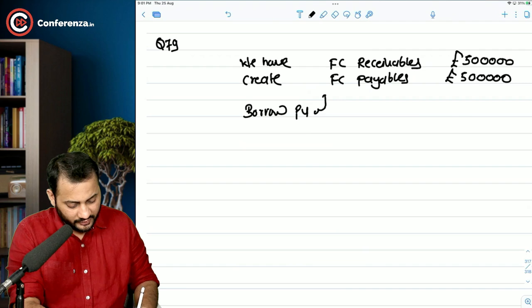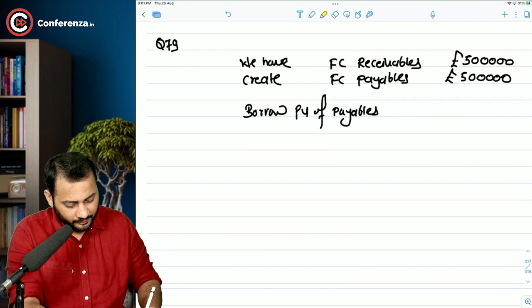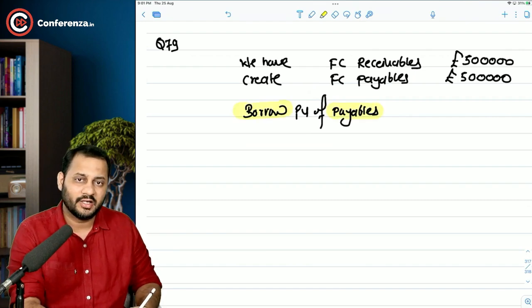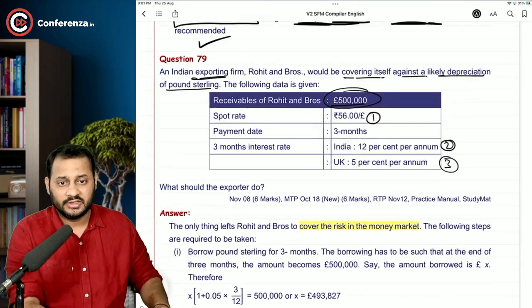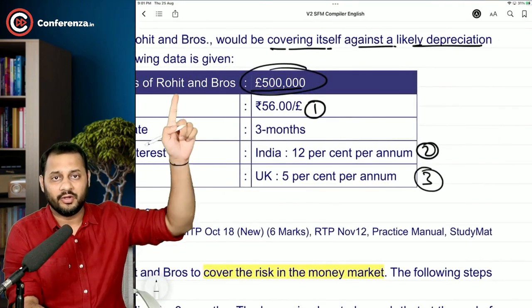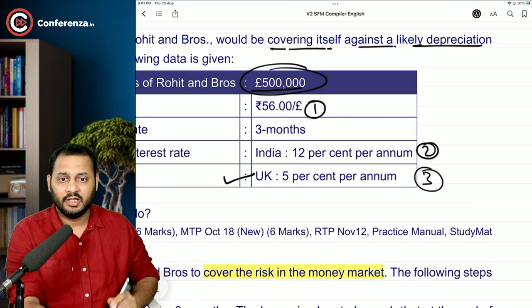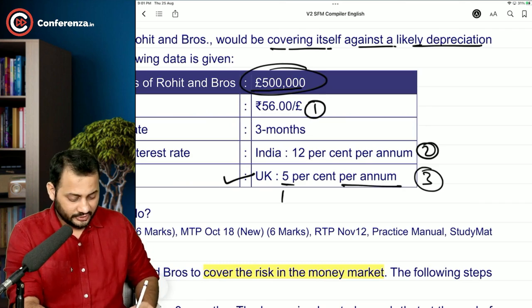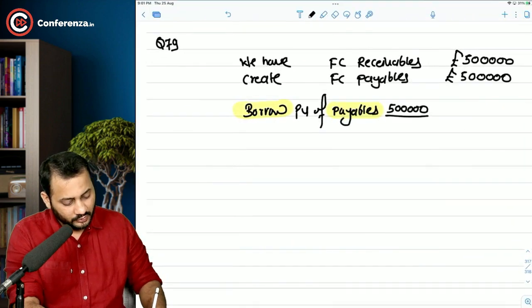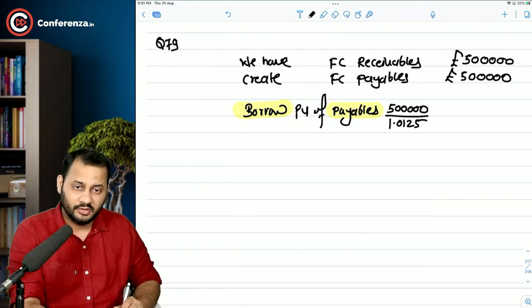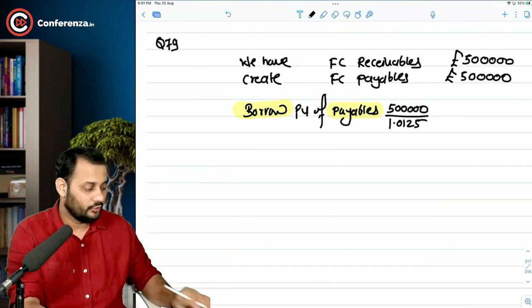Borrow present value of payables. Understand, whenever you write payables, it will be borrow. Whenever you write receivable, it will be invest. So 5 lakh divided by, what should be the rate? See, you are borrowing pound. So the pound rate is required, and that is per annum. For 3 months, it will be 1.25%, 5 divided by 4. 1.0125. Am I right? Discount it. Discount, because we want present value.